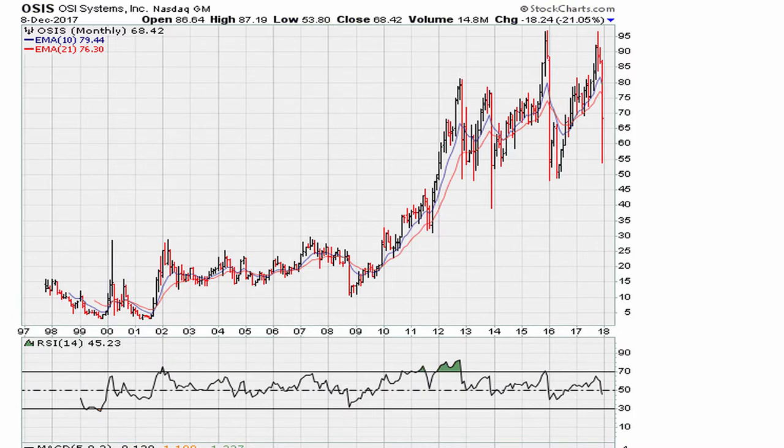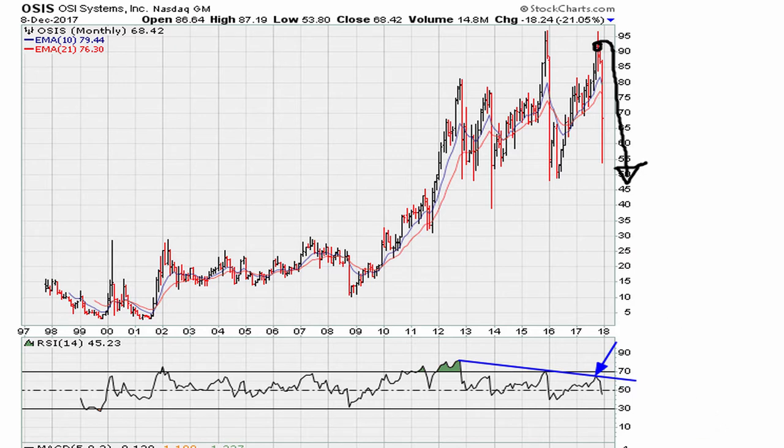Now I want to show you two lines. Line number one is the top side resistance line on this monthly chart. So we can see when the stock was trading in the mid 90s, it came in contact with that line, and from a monthly closing basis, you can see it has gone on to roll over. So that's one view.